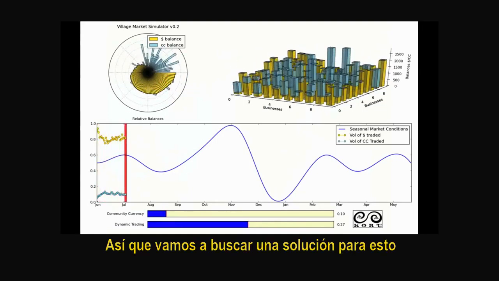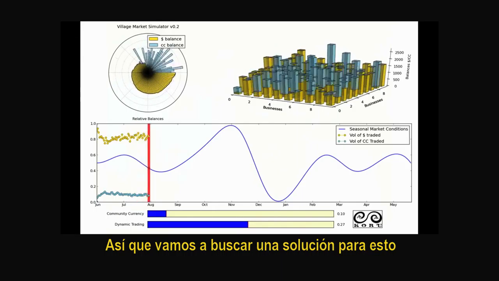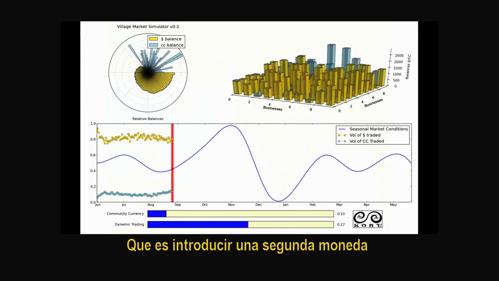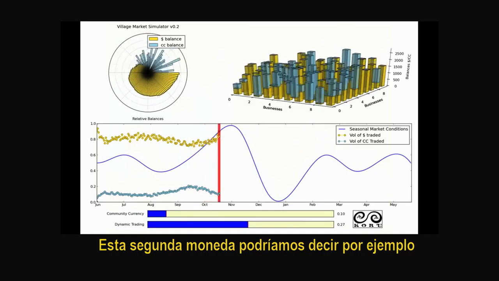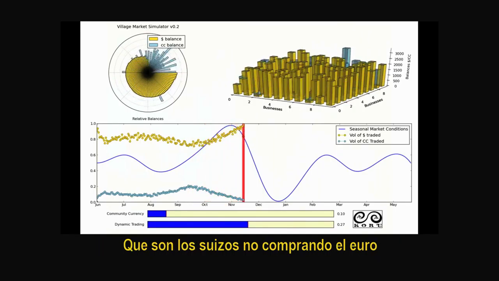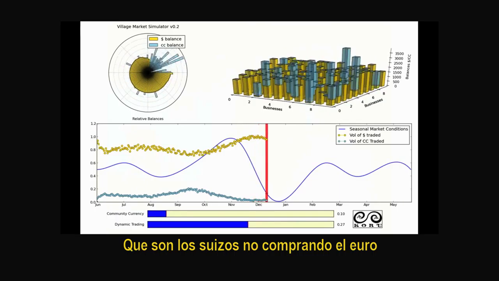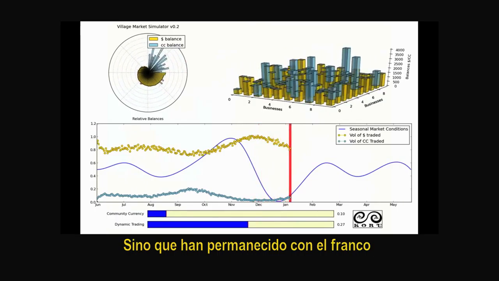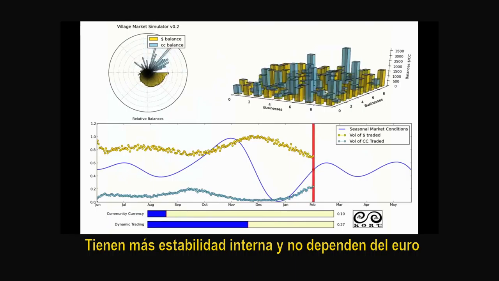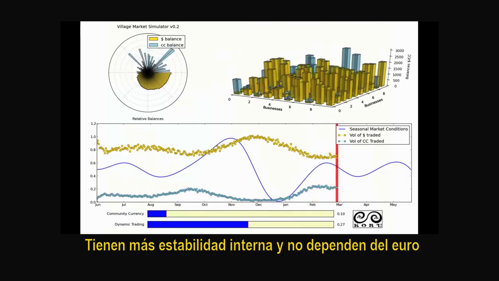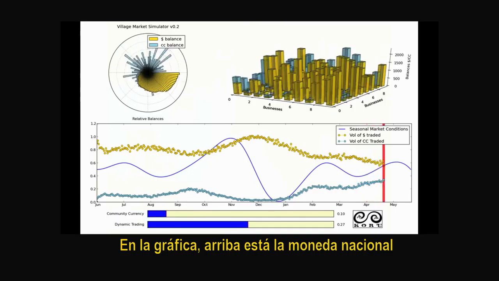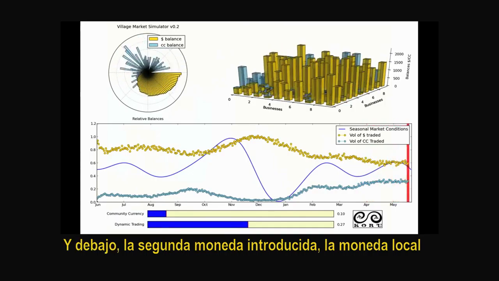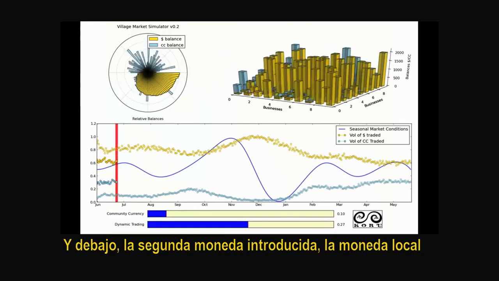So what we're going to do as a solution to this is introduce a second currency. This second currency is in some ways, maybe you could say, similar to the Swiss not buying into the euro. They kept their Swiss franc so that they would have some more market stability and not be totally dependent on the euro. So on the top here is the national currency, and the bottom in blue is the community or local currency.